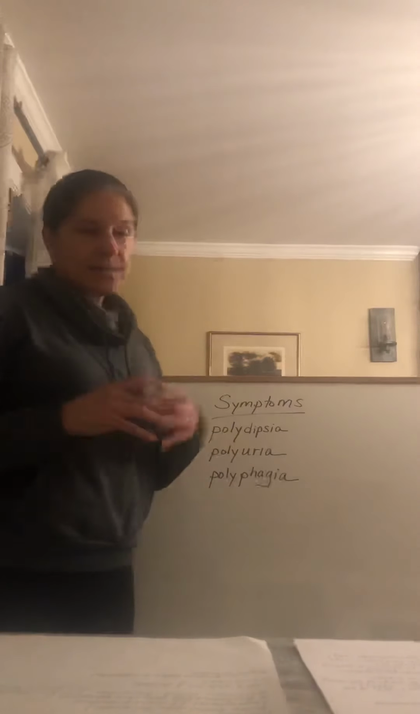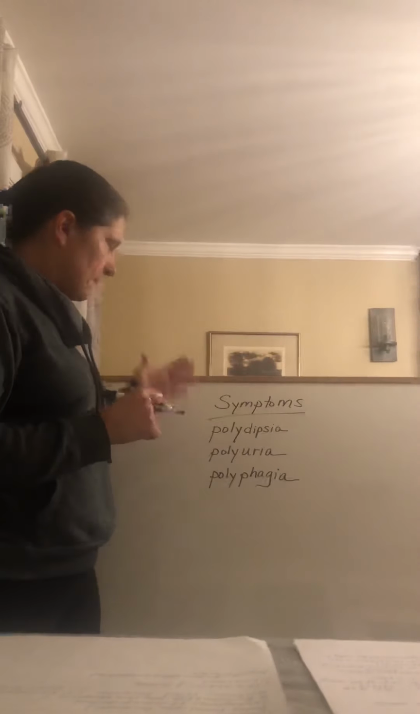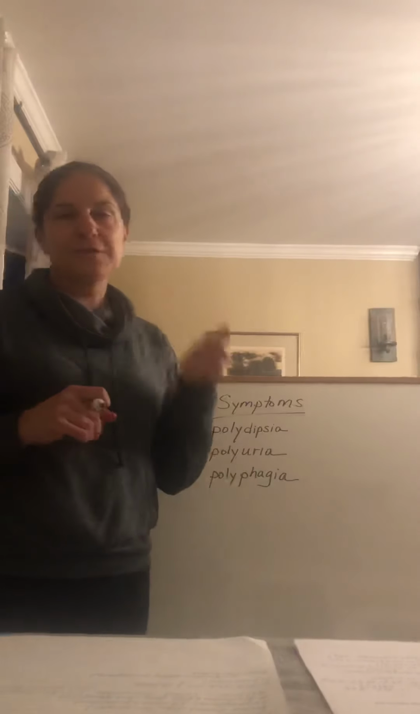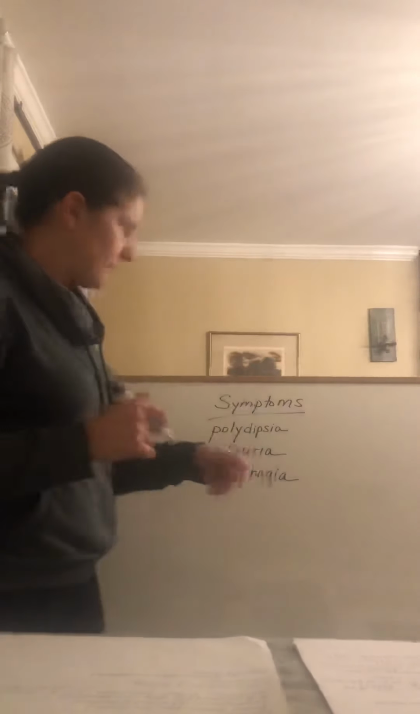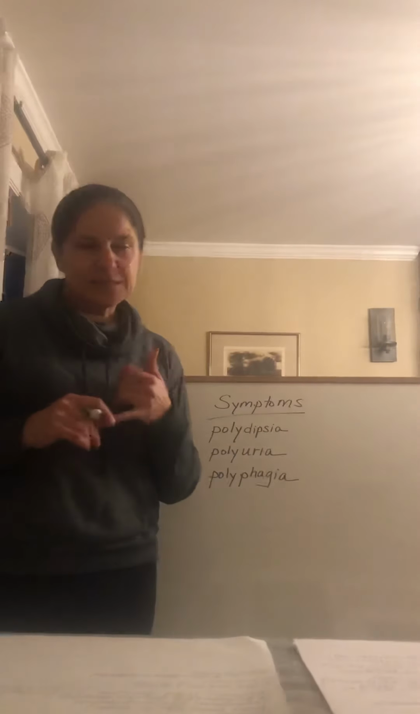Polydipsia tells me that you have continual thirst and drinking. Polyuria tells me you have constant urination, and polyphagia tells me you have constant hunger. Remember, phage means to eat. So why do you have polydipsia?